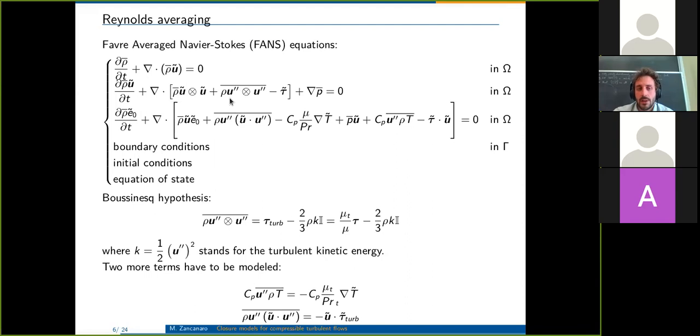can be approximated by the use of just a linear dependence on the viscous stress tensor tau, plus a term that is depending on K, that is actually the turbulent kinetic energy. So once you did that, you still have two more terms to be modeled, and they are modeled as you can see here at the bottom of the slide. So again, you just try to write down everything by exploiting the dependencies on averaged quantities.